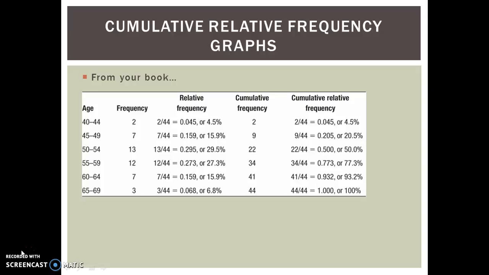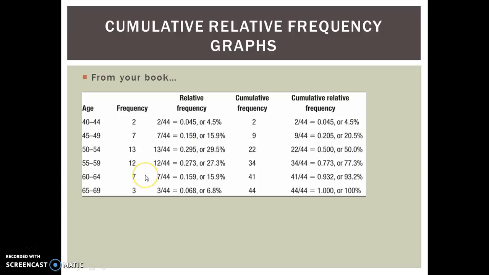Cumulative relative frequency graph. So, cumulative means it's adding it up. Relative frequency means the percent that is represented. Okay? So, this is the information about the age of presidents when they were inaugurated. So, it looks like from this table that there were 2 presidents who were between the ages of 40 and 44 when they were inaugurated. There were 7 presidents who were between the ages of 60 and 64 when they were inaugurated.